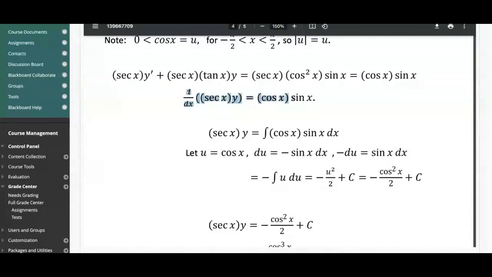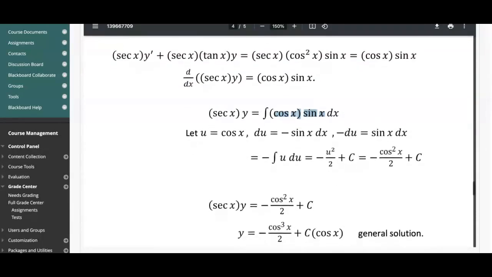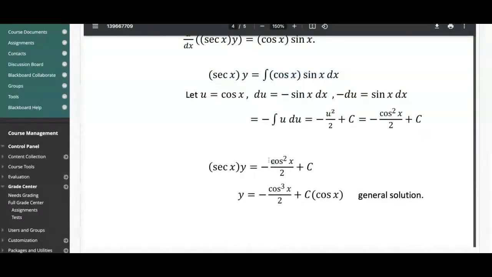Then we integrate both sides. The left-hand side becomes the integrating factor times y. On the right-hand side, we have to do a little bit of calculation. For cosine x sine x, you could define u and calculate du, or use half of sine of 2x. You can go from there in any case. In the end, you get negative cosine squared x over 2 plus a constant c.